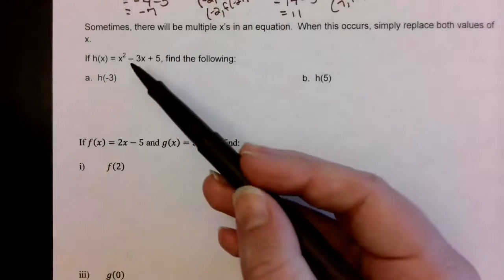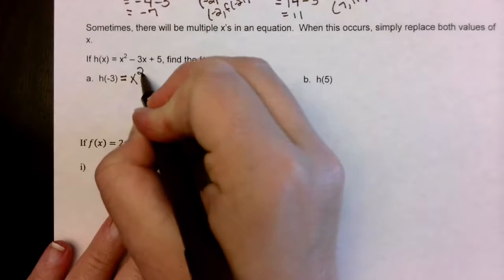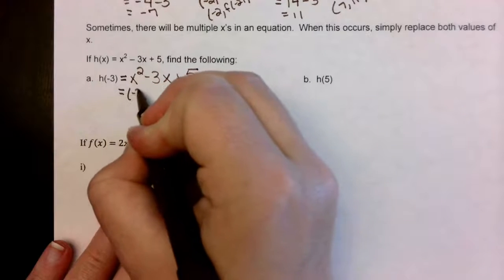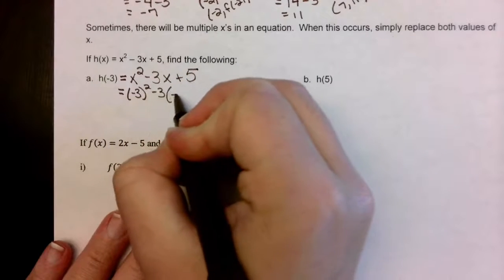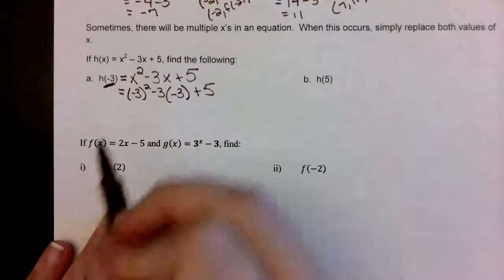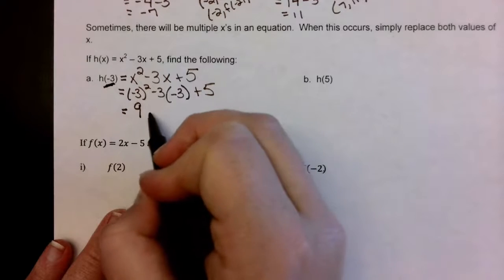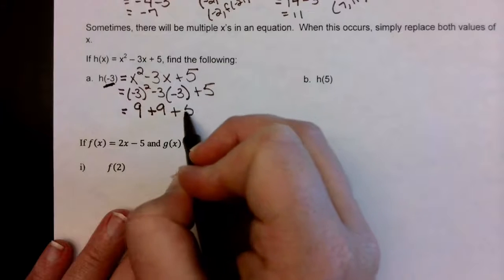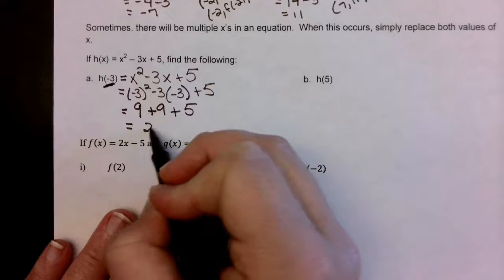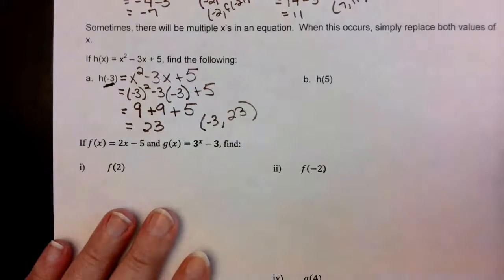Alright, sometimes you can replace it more than once in the equation. So we have a function, it's a quadratic with a squared, which is completely fine. I'm replacing every x I see with that negative 3 that comes right here. Negative 3 squared is a positive 9. Negative 3 times negative 3 is also a positive 9, plus 5. 9 plus 9 is 18, plus 5 is 23. That coordinate point would be negative 3, 23.